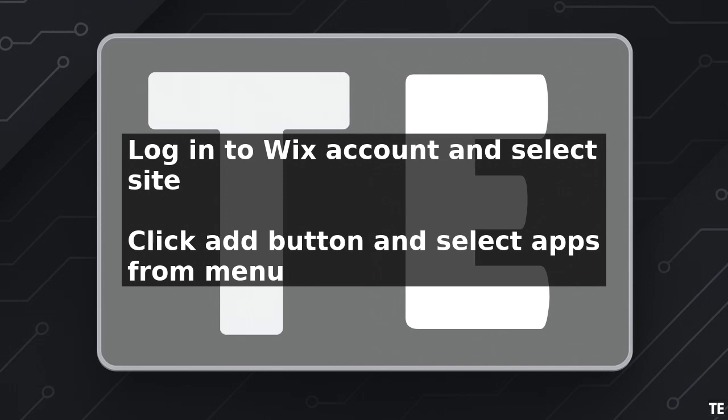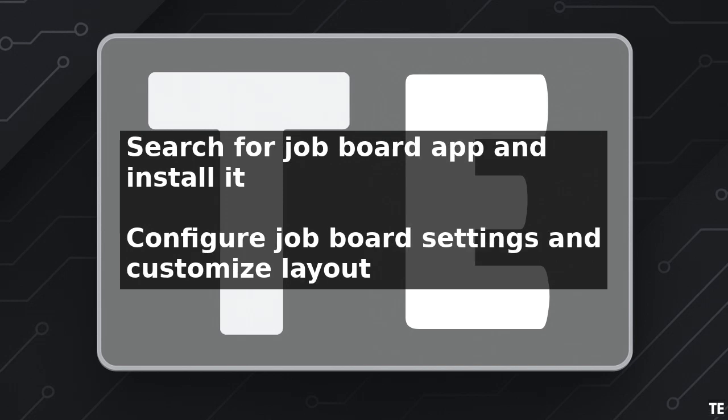First, you need to log into your Wix account and select the site you want to add the job board to. Once you are in the editor, click on the Add button on the top bar and select Apps from the drop-down menu. Search for Job Board in the search bar and select the job board app. Click the Add to Site button to install the app.